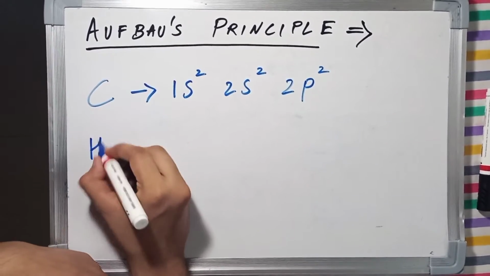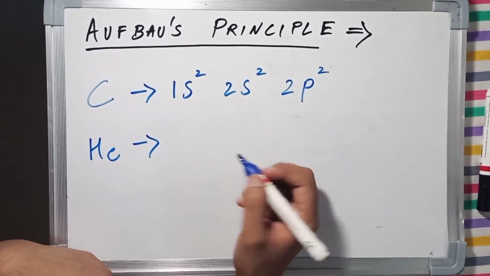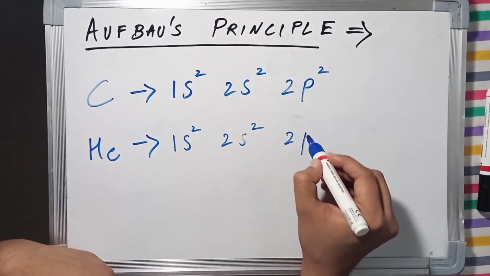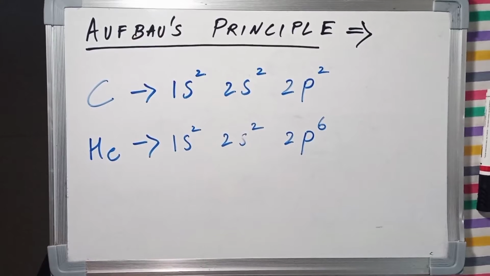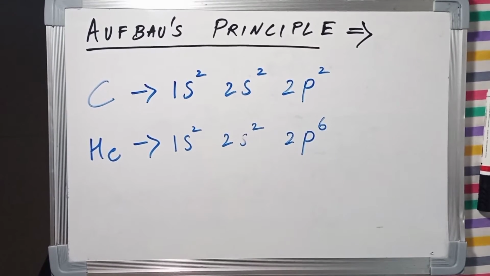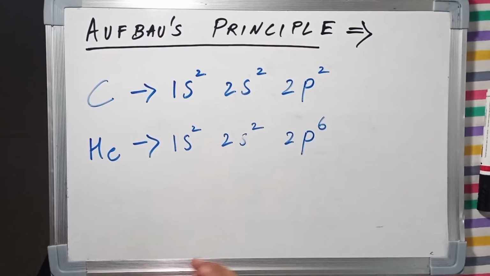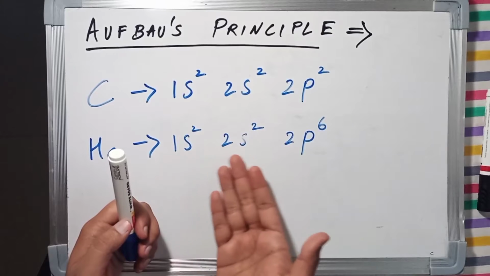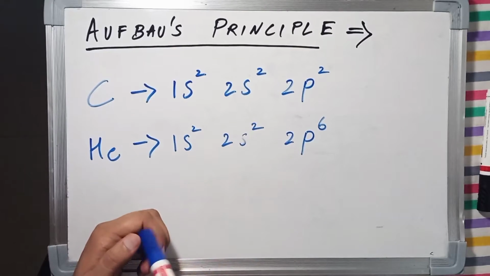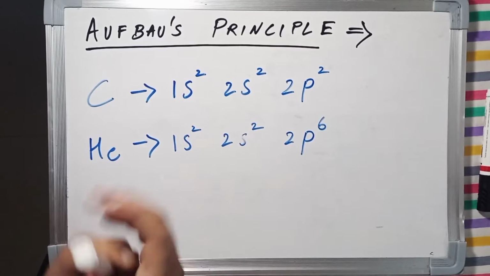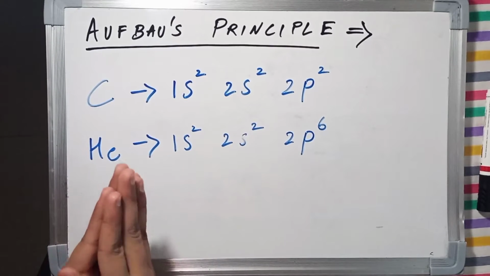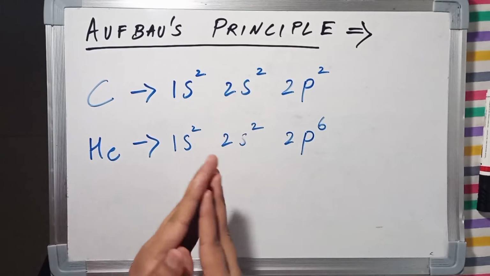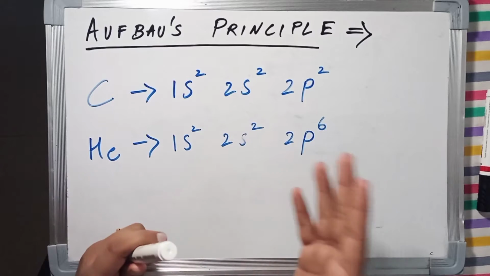Now I'm going to write helium. It is 1s2, 2s2, 2p6. It has 8 valence electrons. Now how did I write this? I must have been following a particular sequence of writing the orbitals and filling them accordingly, right? So there is a rule, which I wrote earlier, that you have to fill or write the configuration in accordance with the increasing order of their energy levels.